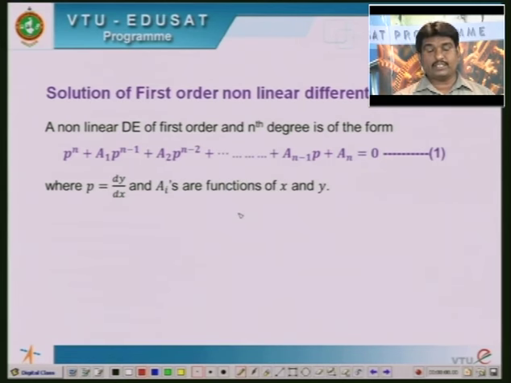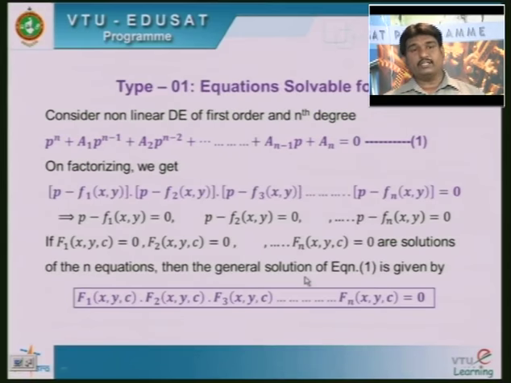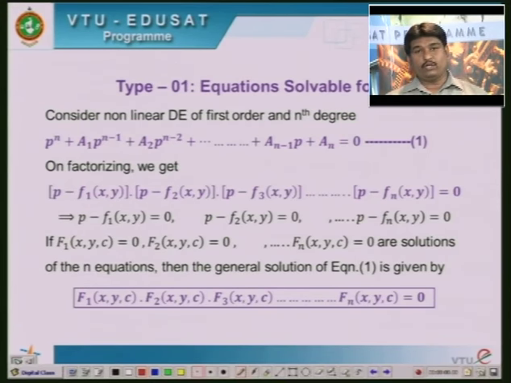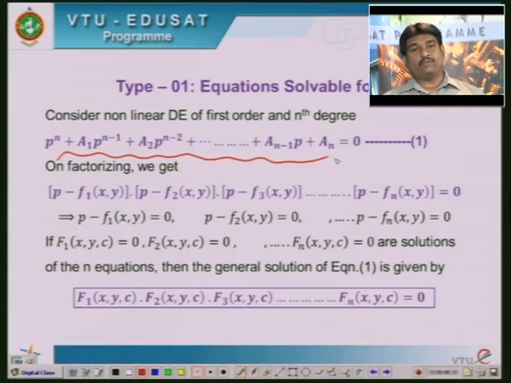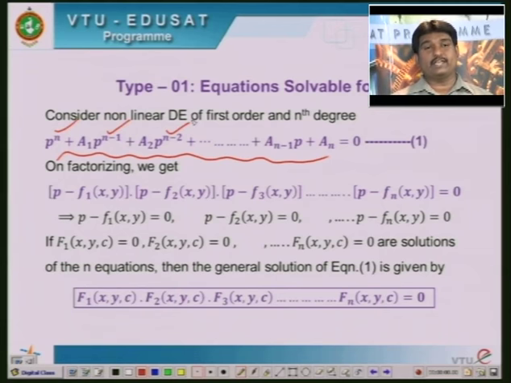Now how to solve such equations? There are many techniques depending on the nature of the equation, whether it is solvable for x, solvable for y or solvable for p, or it is in some standard form. Depending on that, we can decide how to solve it. Suppose the given differential equation is of this type, first order, where p indicates dy by dx. These are all degrees: nth degree, n minus 1th degree, n minus 2nd degree and so on.